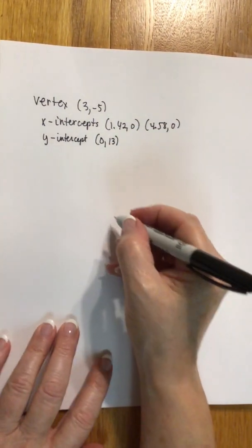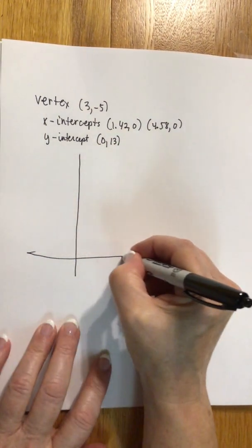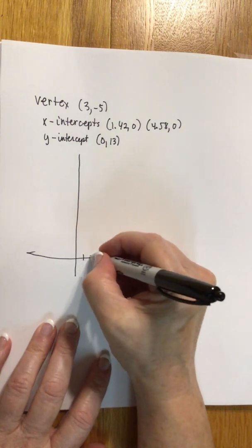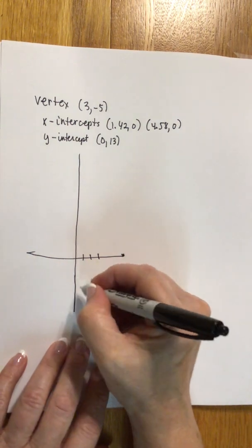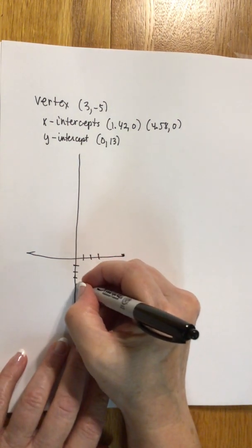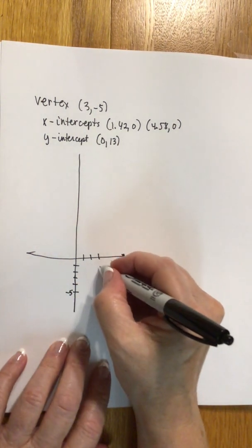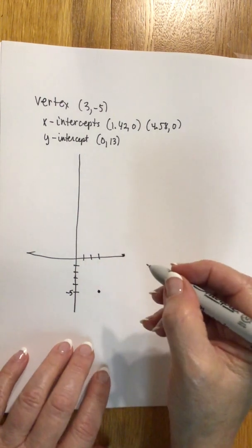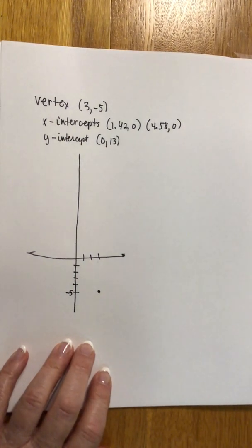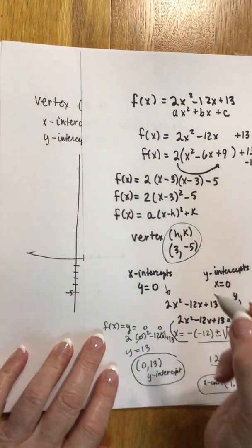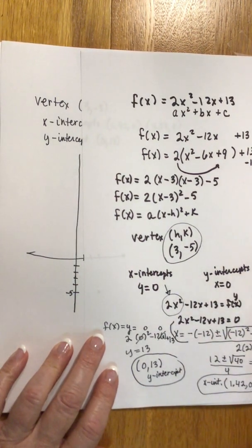So in order to graph, we're going to count 1, 2, 3, and we're going to go down 5. This would be negative 5. So (3, -5) would give us our vertex. Now, going back to our original equation, we had 2x squared as the first term, right? So if 2x squared is the first term, we know that's going to be a parabola that opens upward because 2 is a positive number.